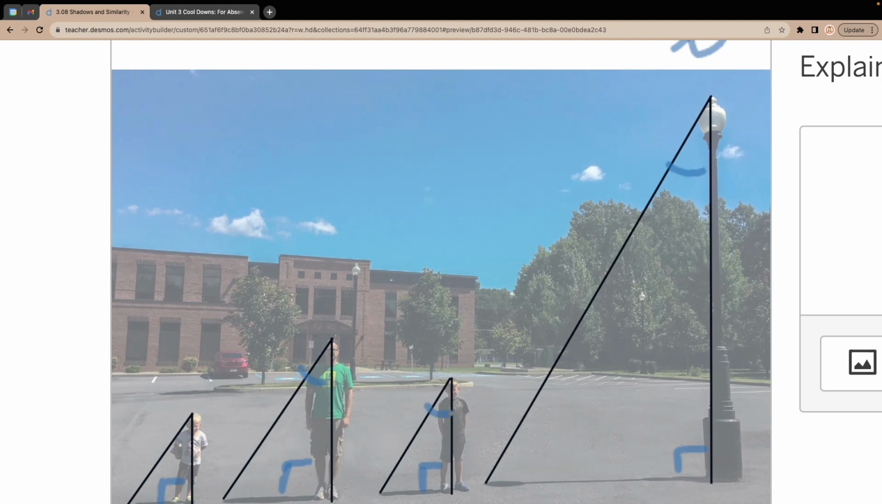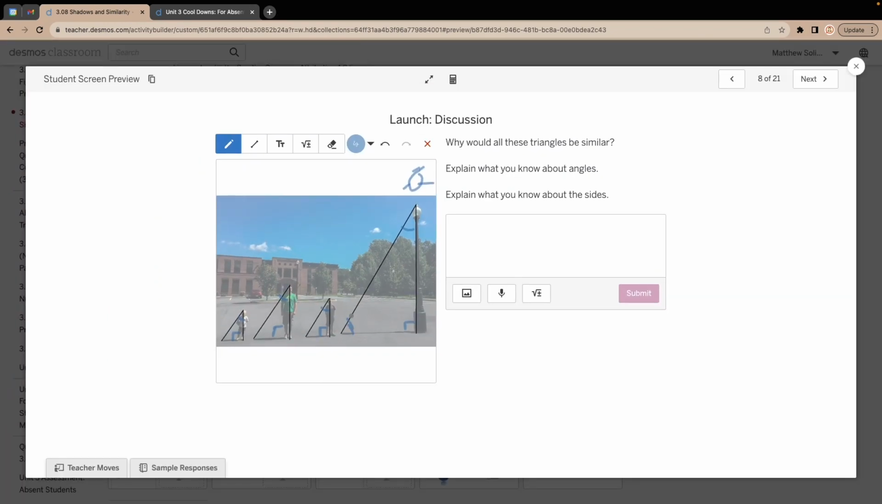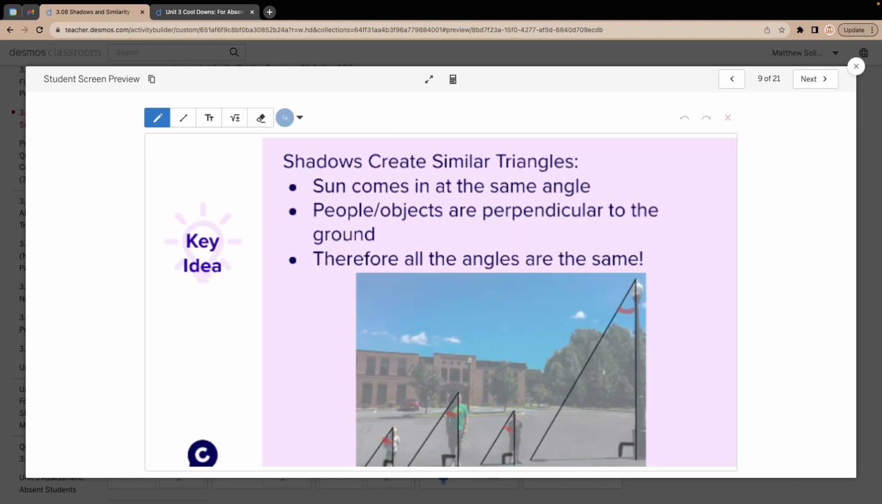Since these triangles have the same two angles, the third angle is going to be the same, which means we have similar triangles. So the sun comes in at the same angle, the people are perpendicular to the ground, therefore all three angles of the triangle have to be the same.